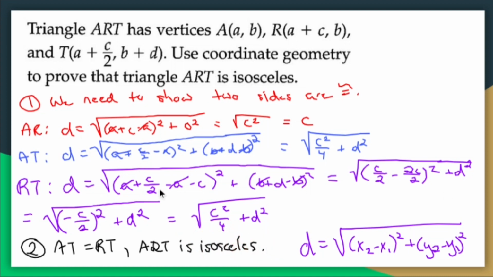I got really nervous starting this problem out, but we know that this is isosceles. We just have to make sure that our math proves it. And that's what we did.